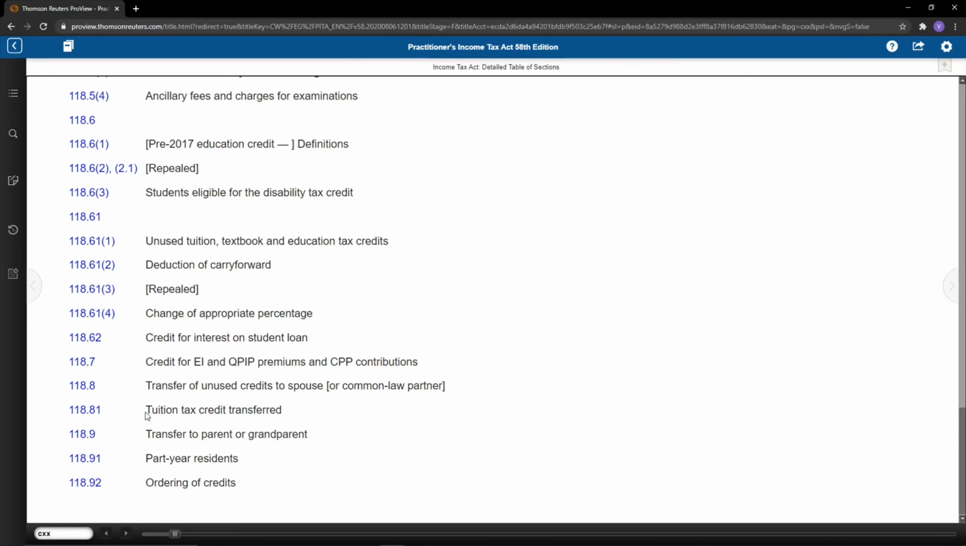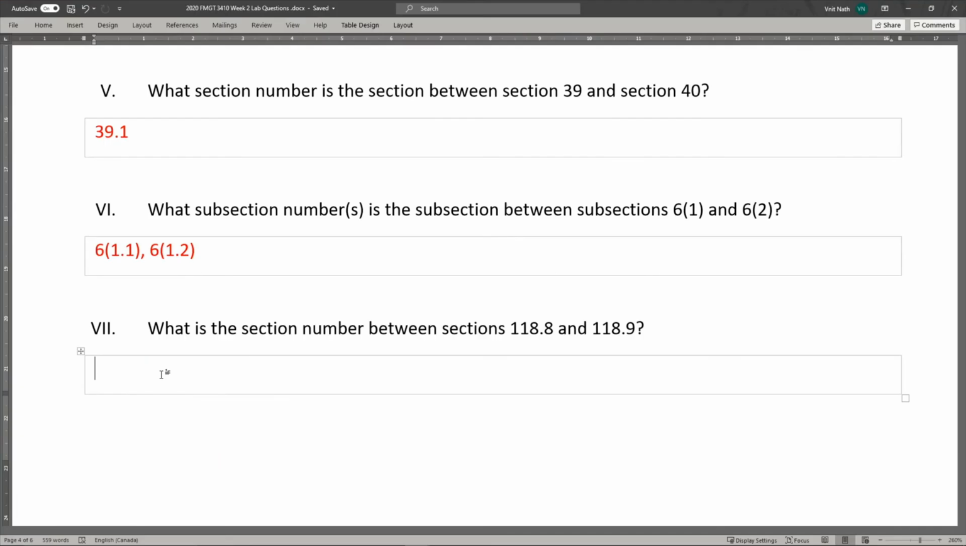So I haven't gone to these sections, I haven't read them, but I would think that 118.8 existed, then 118.9, and then 118.81 probably came along later. But this would be the answer to the question. What is the section number between sections 118.8 and 118.9? We just looked at the answer. It's 118.81.